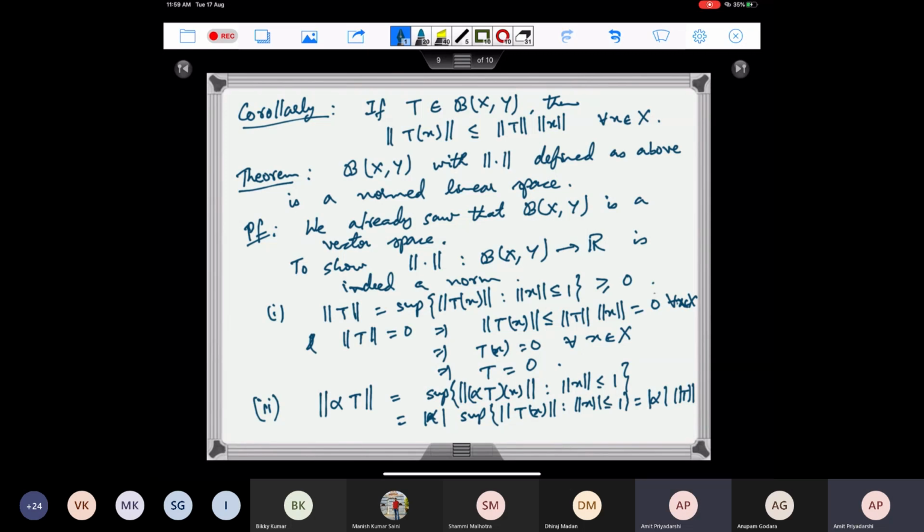Then we will see some examples of bounded linear operators, also unbounded linear operators, and then we will see some more results. Okay, so I'll stop here.